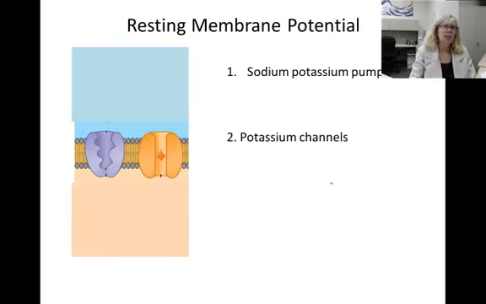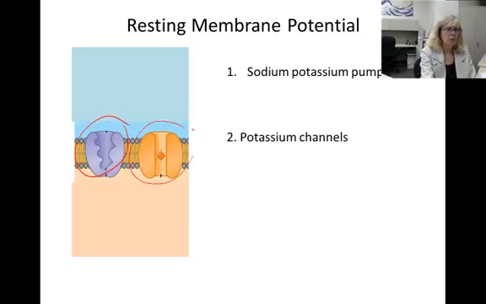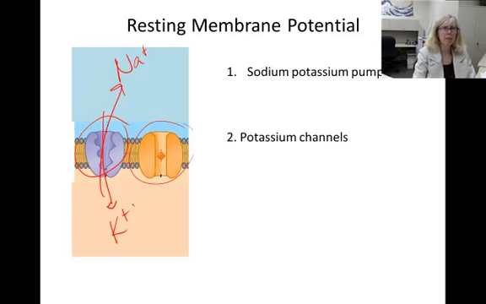Now let's take a close-up look at the membrane of a neuron. On the left is a sodium-potassium pump, and on the right is an open potassium channel. The sodium-potassium pump uses energy to pump sodium out and potassium in, just like we've learned previously, and the potassium channels open due to diffusion and let potassium back out again.